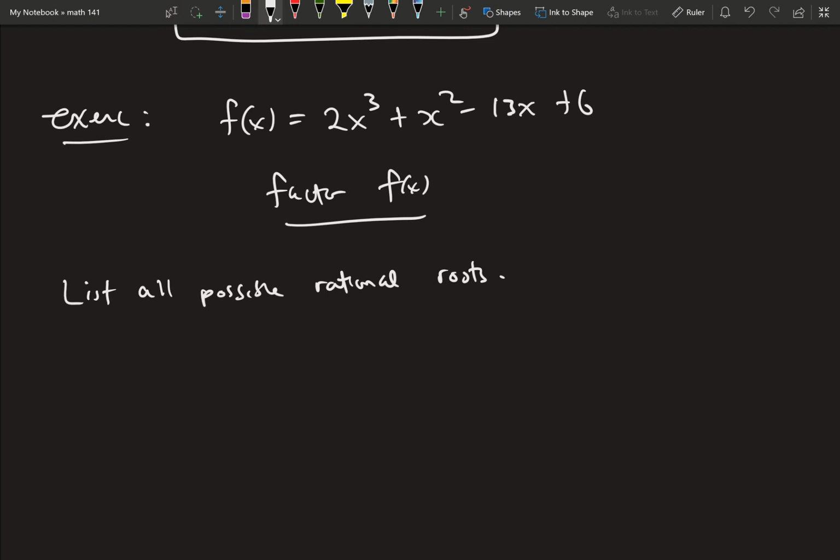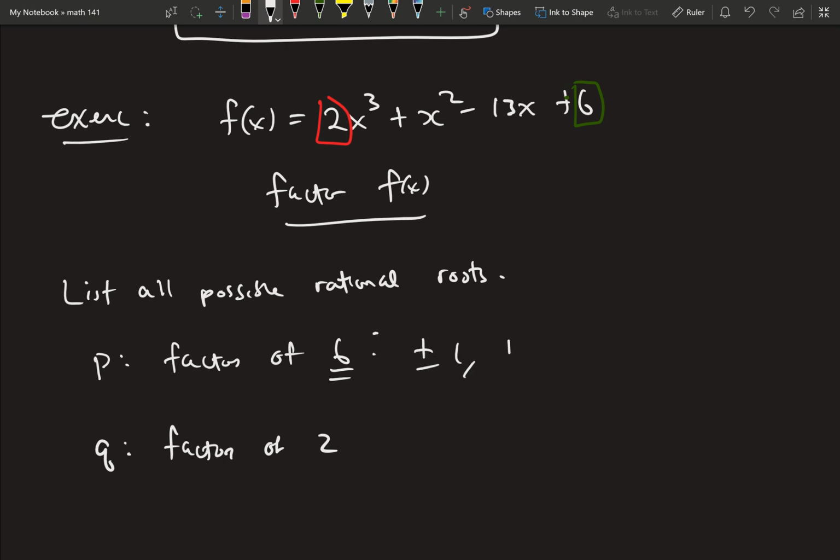So what do we get here? Well, our numerators p are factors of 6, which is our constant term right here. And our denominators, q, are factors of the number 2, and 2 is our lead coefficient right there. So what are the factors of 6? We get plus or minus 1, plus or minus 2, plus or minus 3, and plus or minus 6. What are the factors of 2? Plus or minus 1, plus or minus 2.